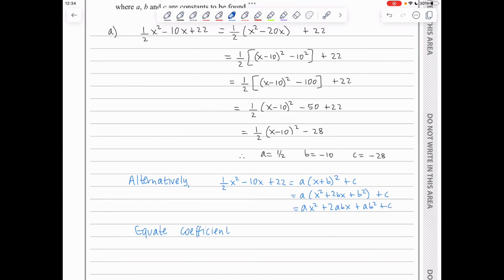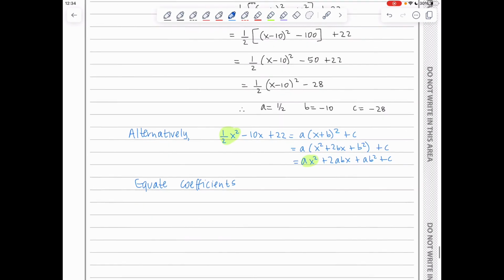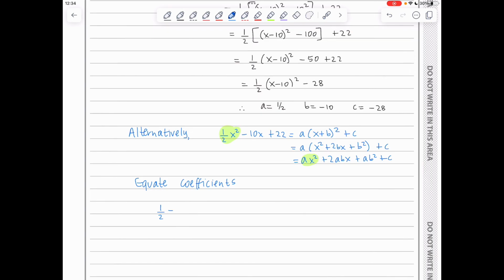Now let's equate coefficients. Let's look at the coefficient of x squared. We've got a half x squared on the left hand side, and we've got ax squared on the right hand side. So it must be the case that a half is equal to a. Let's proceed to the coefficient of x. We've got minus 10x on the left, and we've got 2abx on the right. So this means that we have that negative 10 is equal to 2ab. Well, we have that a is a half, so minus 10 is 2 times a half times b, which means that minus 10 is equal to b.